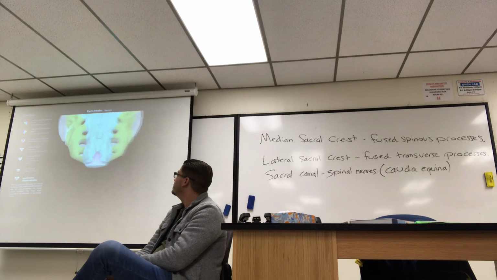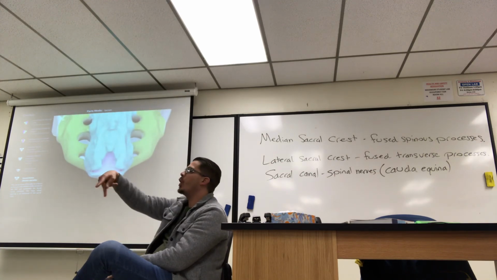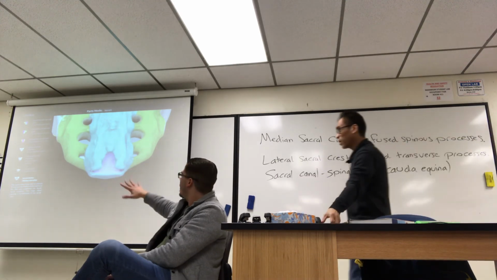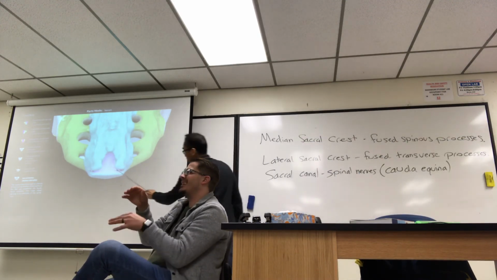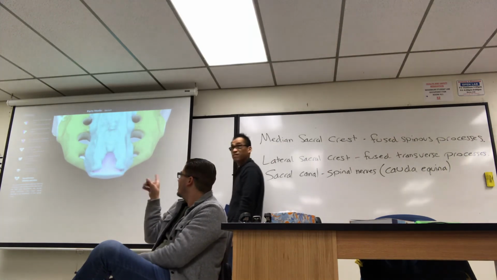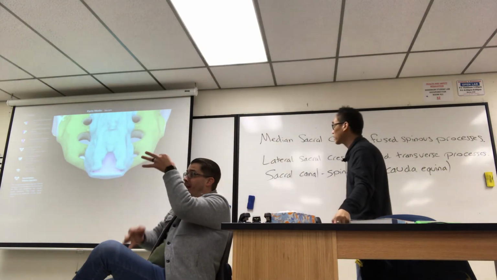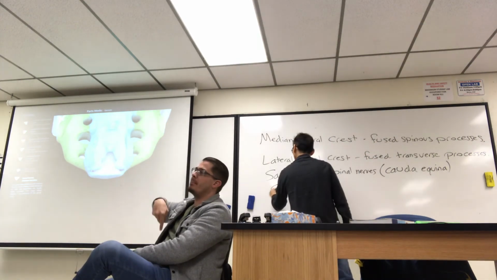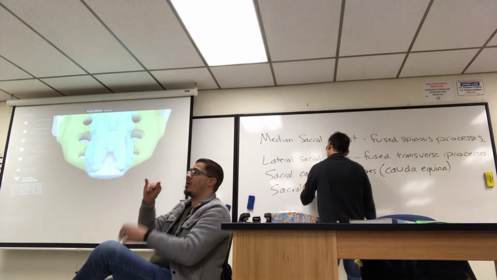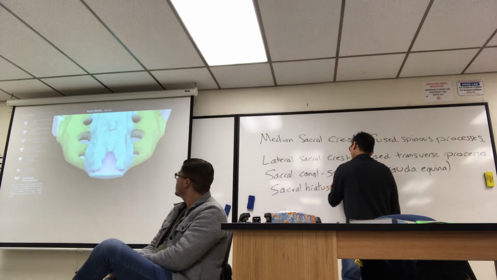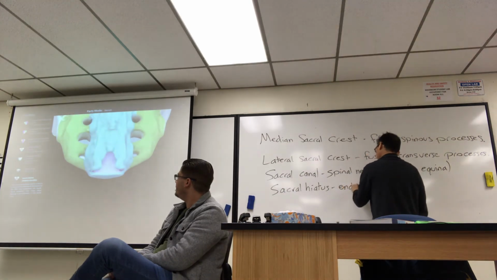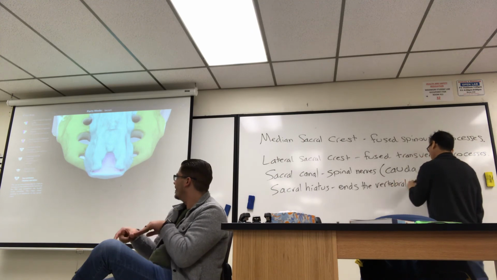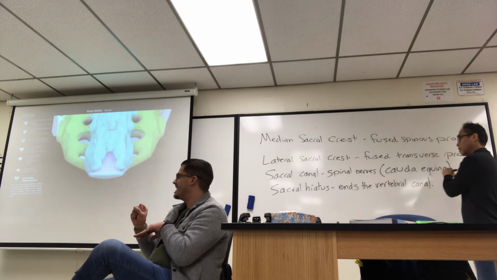There's the sacral hiatus, again in that faint purple. It's a space. So the canal and the hiatus are spaces, really, and it's this space right in there. It's pretty much the end of the vertebral canal. This space ends the vertebral canal.